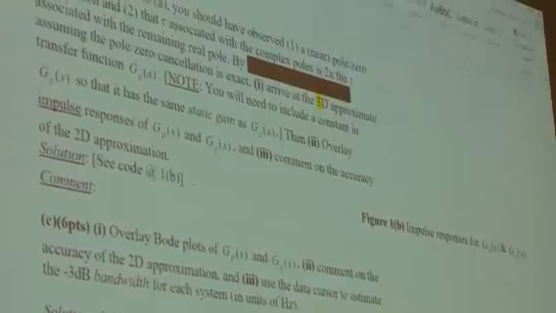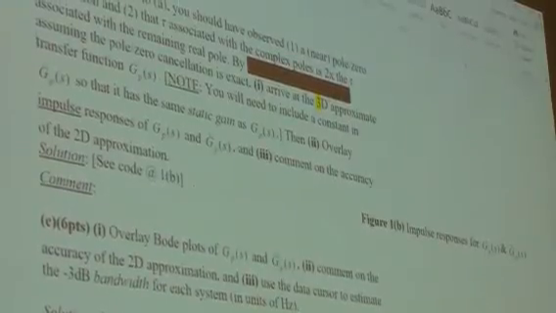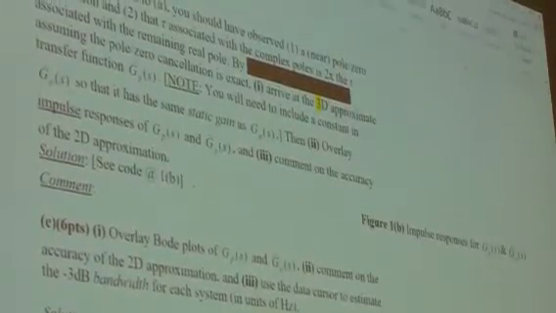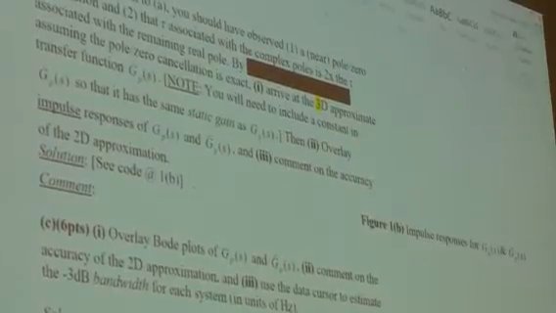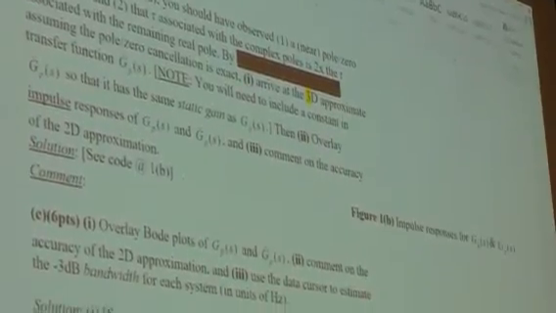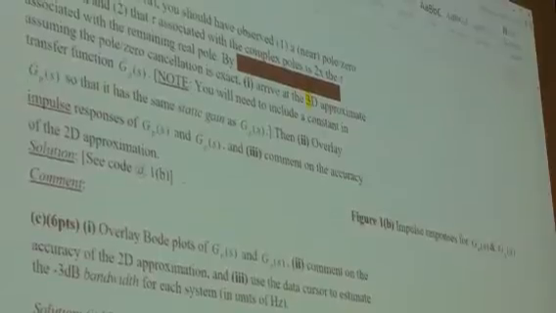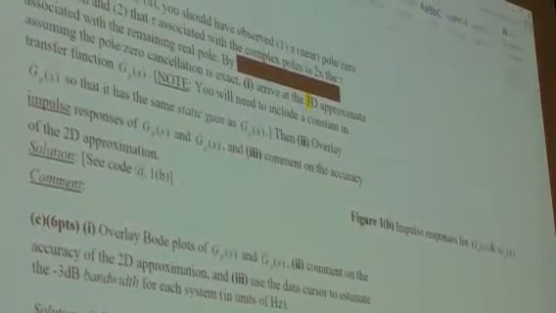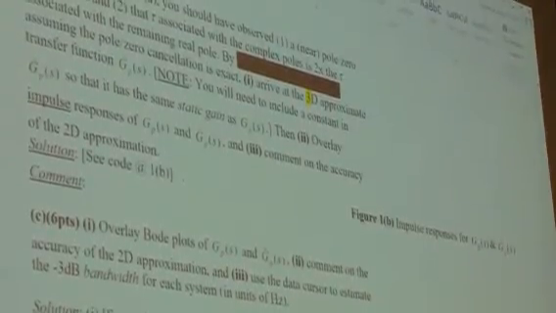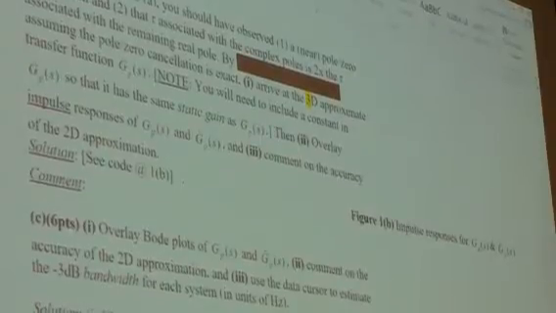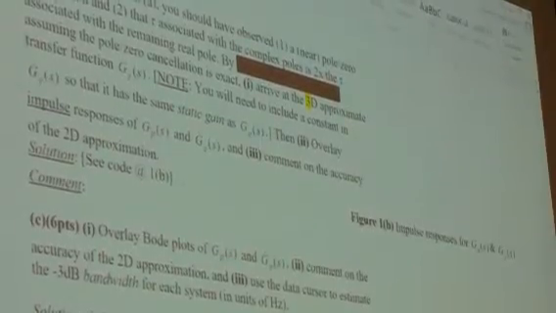And you call that G hat, or whatever you want to call that. Now, note that when you do that cancellation, in order to get static gains to match, you're going to have to include a constant in G hat. So they have the same static gain. Otherwise, you're comparing apples and oranges. Okay? All right. So, just a little note on that.